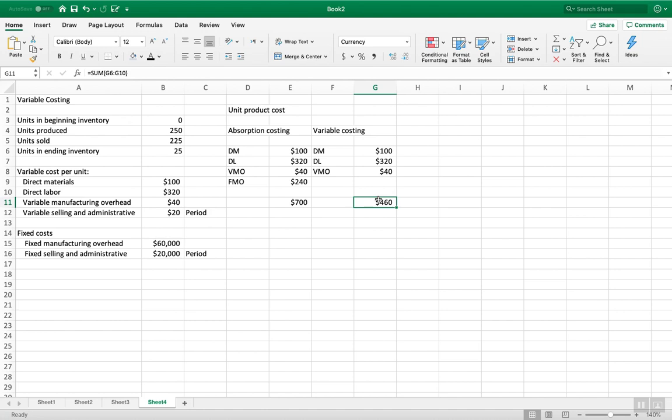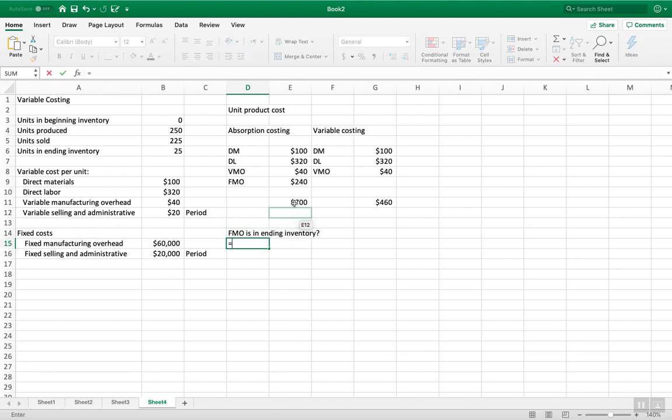And now I want to take this same information and I want to figure out, under my absorption costing, how much fixed overhead is included in the company's inventory. Okay, so how many units do I have in inventory? I have 25. And what is my fixed manufacturing overhead per unit? It's 240. So my question is, how much fixed manufacturing overhead is in ending inventory? And I have a reason for this. And so I would take my per unit times my number of units in ending inventory, and I would come up with $6,000.